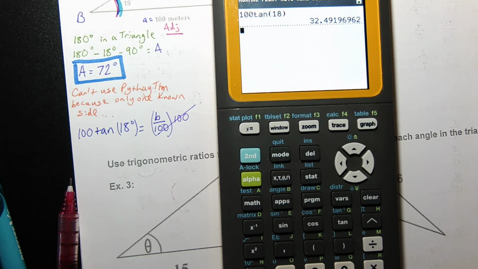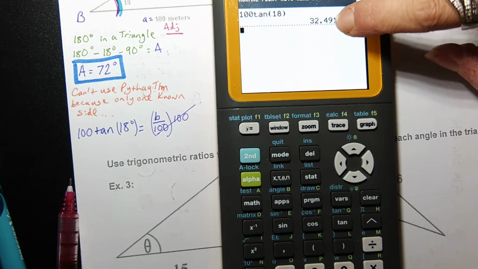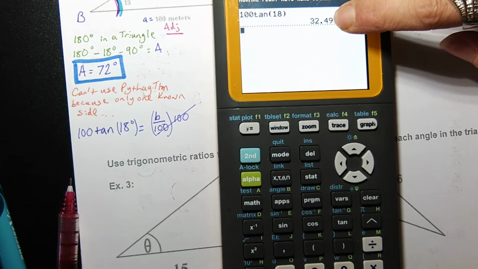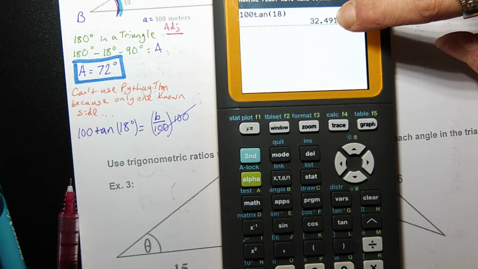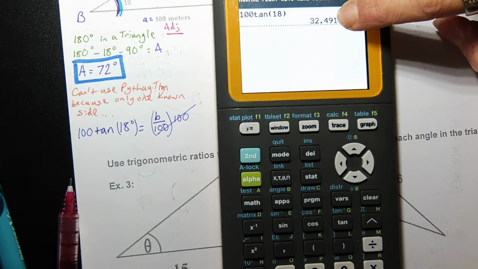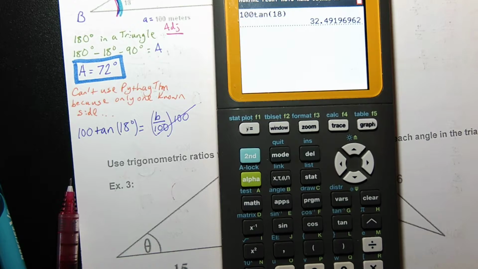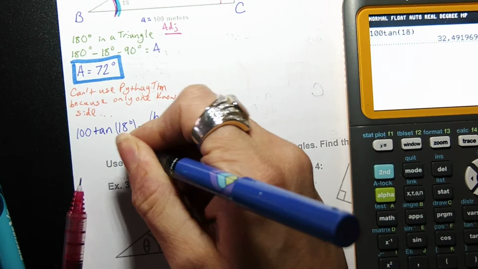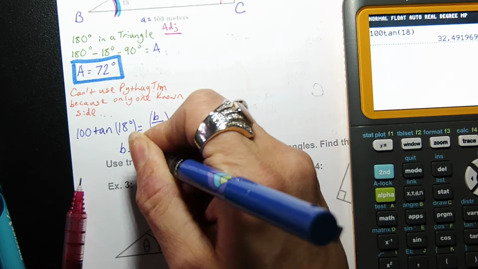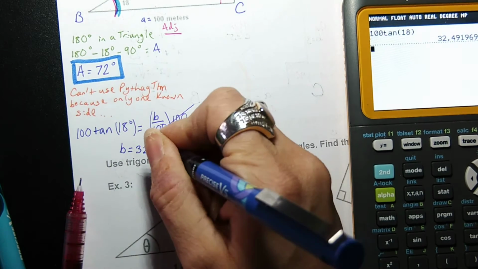And as we stated before lunch, we're going to be rounding to the hundredths place, so 2 places past the decimal. So we've got 0.49. We look at 1 digit further to see if it's enough to bump us up. Is that 1 going to bump up that 9? Nope. So 32.49. So side B is 32.49.